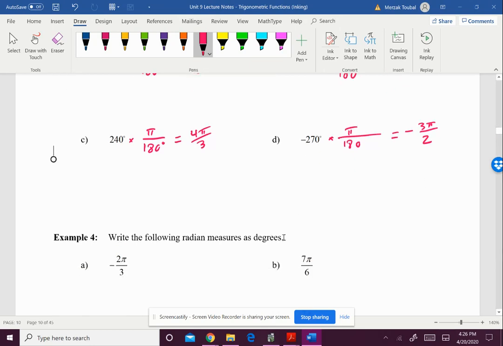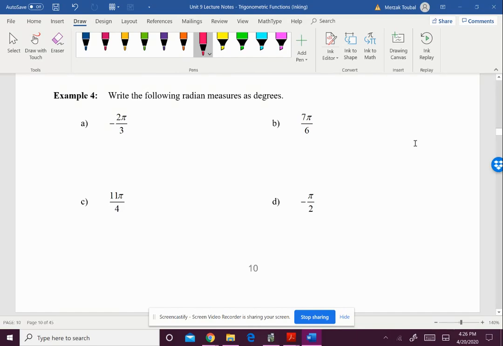Example 4 says write the following radian measures as degrees. That means we convert from radians to degrees. So the idea is the same, except that we're going to multiply by 180 divided by pi radian, because this measure is in radians, so we multiply by 180 degrees and we divide by pi radian.